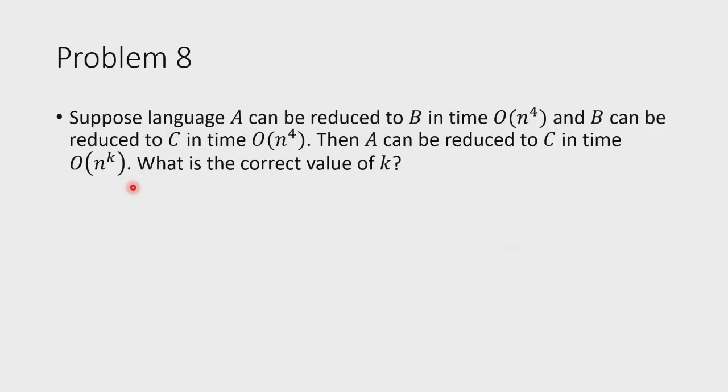Okay, so the next problem is the following. Suppose a language A can be reduced to a language B in time O(n^4), and B can be reduced to another language C in time also O(n^4), right?